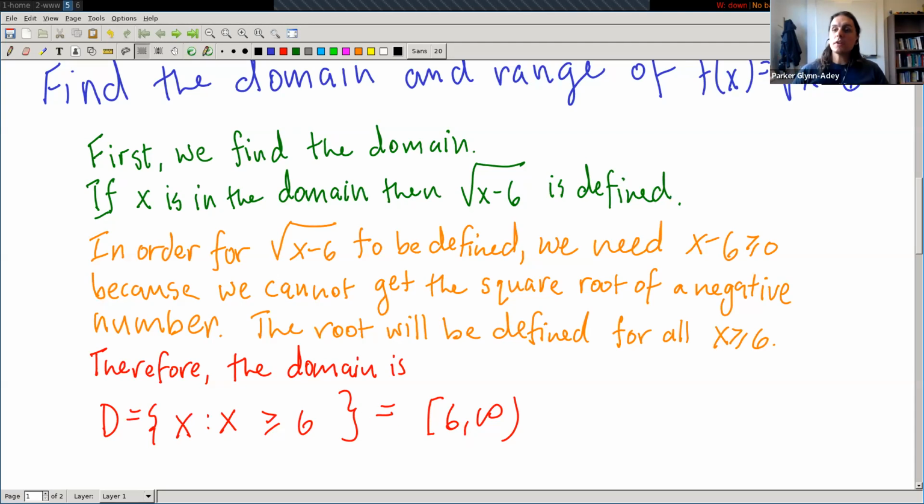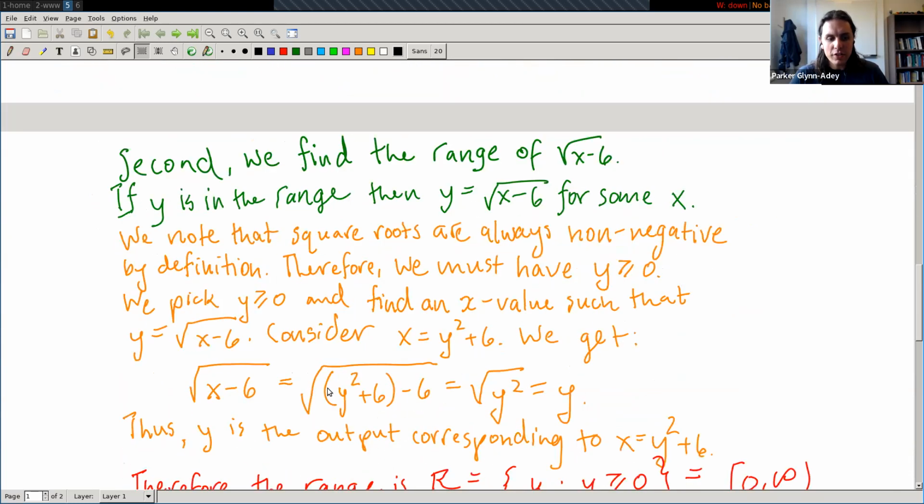Okay, this last part, communicating our final work, is somewhat routine. So the red and the green parts of this solution are sort of straightforward. The orange part, we're communicating something interesting. Okay, so there's the domain. Now let's move on to the range.